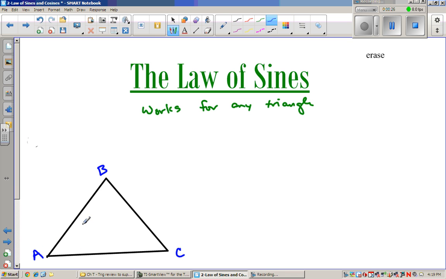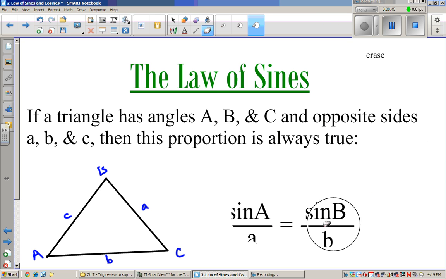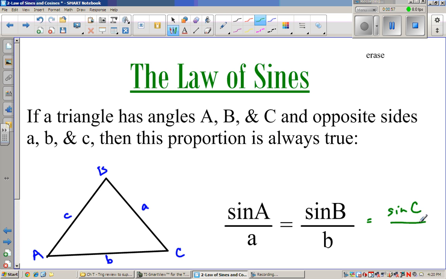And then across from capital A is lowercase a, that's side a. Across from angle B, we're going to put lowercase b, and across from angle C, we're going to put lowercase c. And then we can see the formula. If a triangle has sides a, b, and c and opposite angles A, B, and C, then this is always true. The sine of A over a equals the sine of B over b. And we can even add in one more that says that the sine of C over c equals the same. But we only need to use two of these. We never need all three.